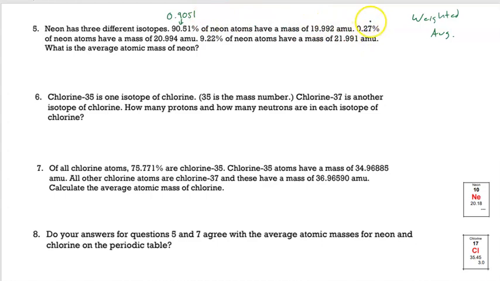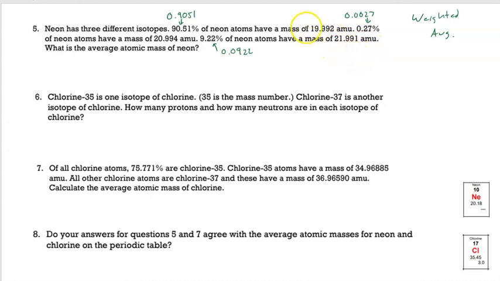Now, our next percent that we're given is 0.27. So this is a really small percent, so I still need to move this 2 decimal places to the left. So this is going to be 0.0027. All right. Have a mass of 20.994 and 9.22%. So we're going to convert that to 0.0922 of neon atoms have 21.991 for a mass, right?